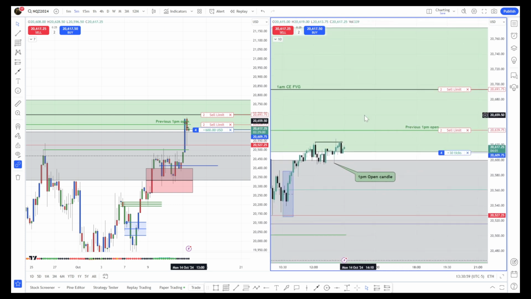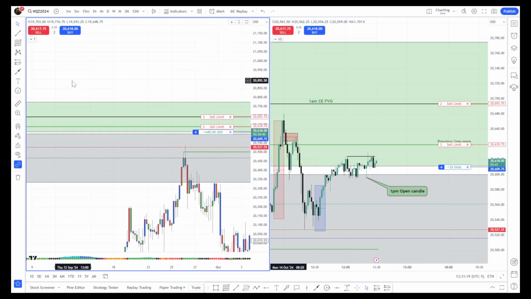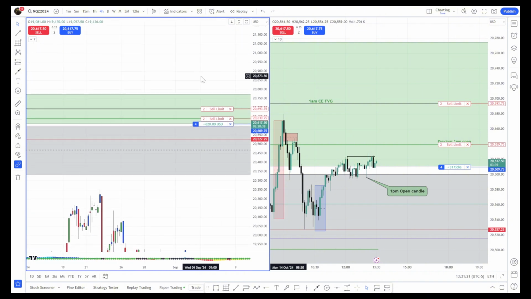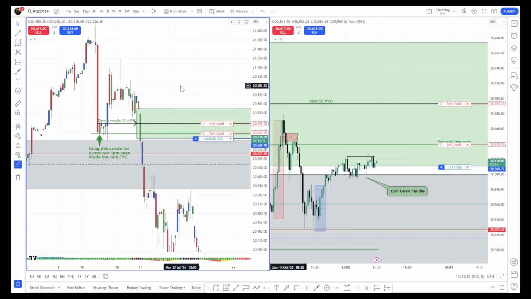Okay, we got a previous 1 a.m., 1 p.m. open, and the 1 a.m. CE fair value gap, which is above the high set by New York open high. And so when we're scanning the 4-hour chart, again, we're looking at candles that hold some sort of value.